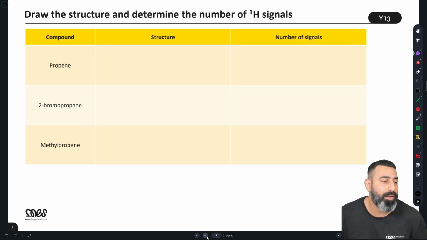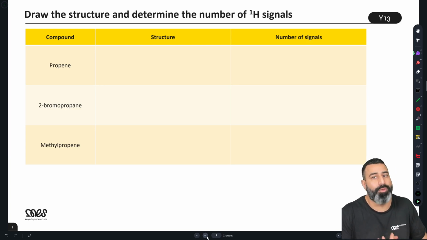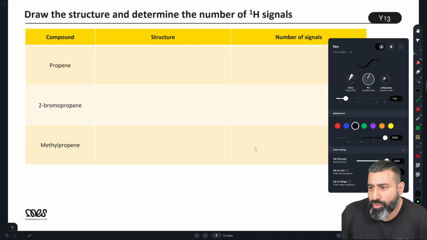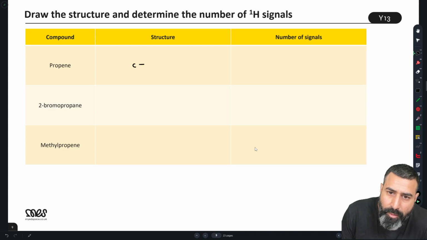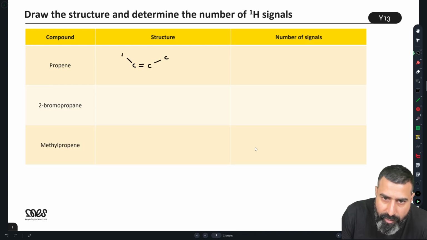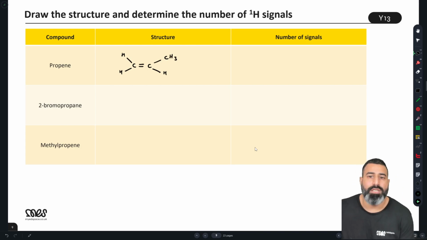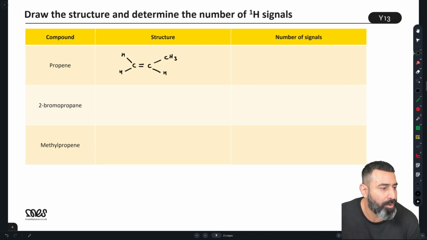Question number 9. So let's practice a little bit. Here we have to draw the structure and determine the number of 1H signals. All right, let's go. Okay, so let's start by drawing propene. So 3 carbons in a row. Got an H, H, H, and CH3. Okay, cool. Let's go.